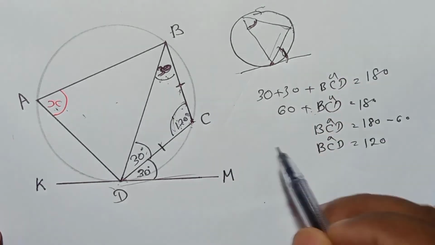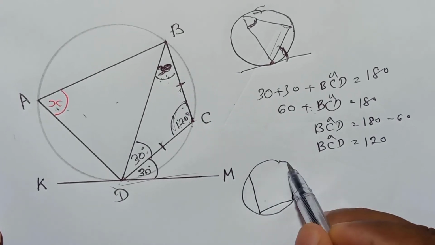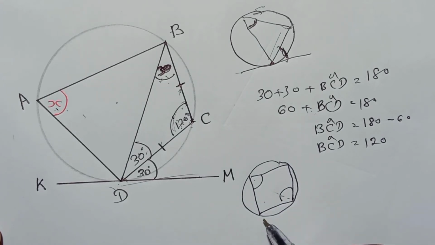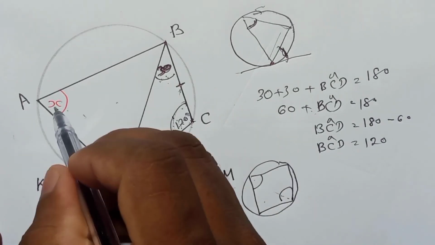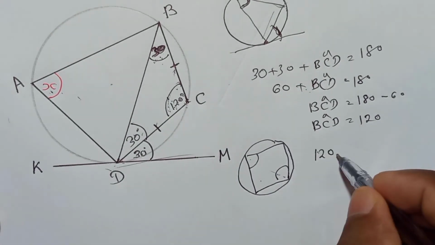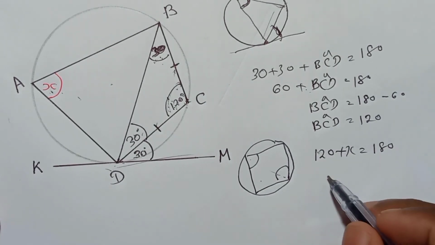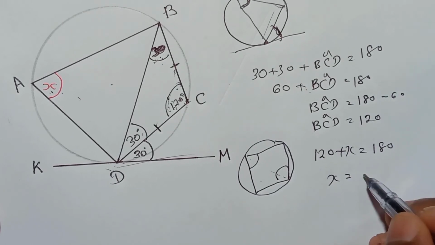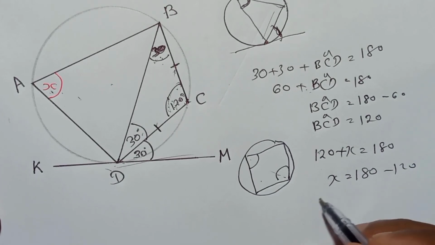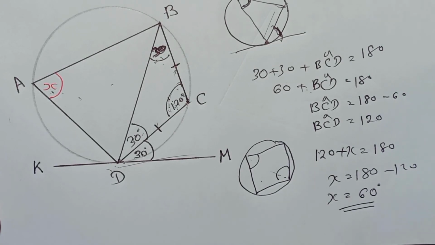That means, if I show you roughly the idea here, if you have a cyclic quadrilateral, this angle plus this opposite angle must be 180. So 120 plus x should be 180. You can write it like this way, 120 plus x should be 180, right? Then 120 we bring to this side, so that means 180 minus 120. So what is the answer for x? It will be 60 degrees, right? That's the answer for x.